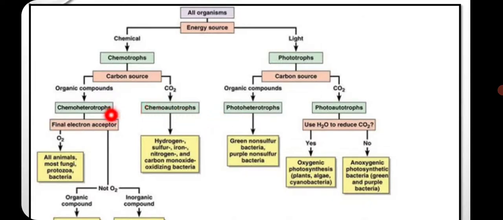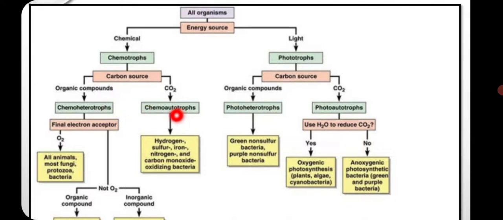So here chemoheterotrophs are those organisms which use chemical as an energy source. They use chemical as an energy source and organic compound as a carbon source. Okay, what are chemoautotrophs? They use chemical as an energy source and organic compound as a carbon source, that are known as the chemoheterotrophs.